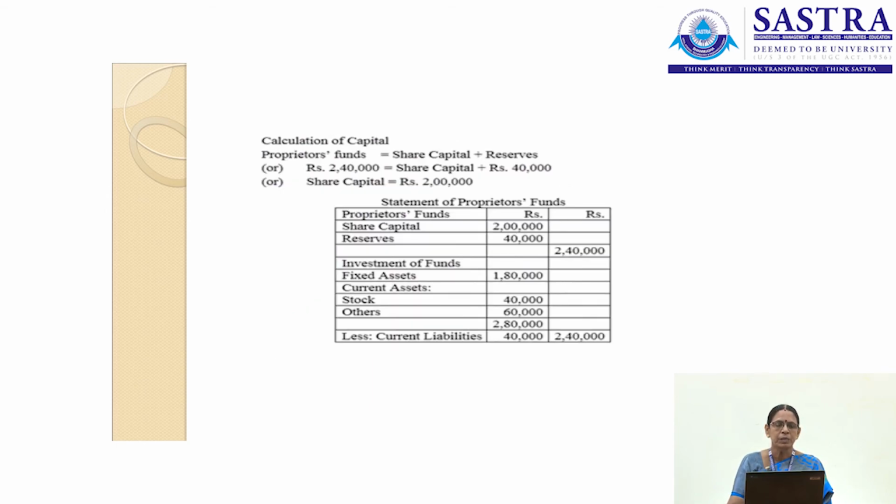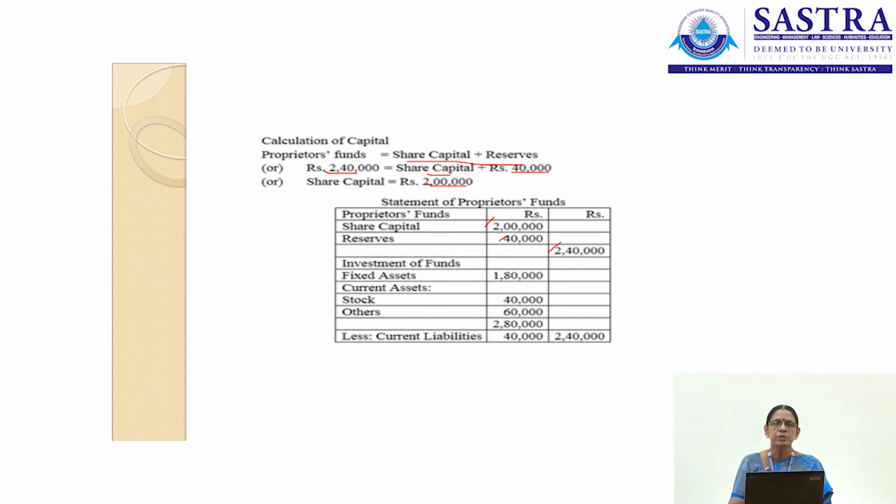How will you calculate your capital now? Proprietors funds is share capital plus reserves. That is proprietors funds is 2 lakh 40,000. We have reserves given in the problem. We are now calculating your capital. Now statement of proprietors funds. Share capital is 2 lakhs, we have found it out. Reserves is given in the problem, 40,000, so it is 2 lakh 40,000.